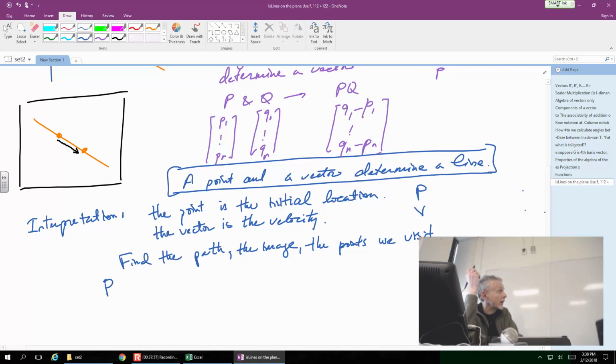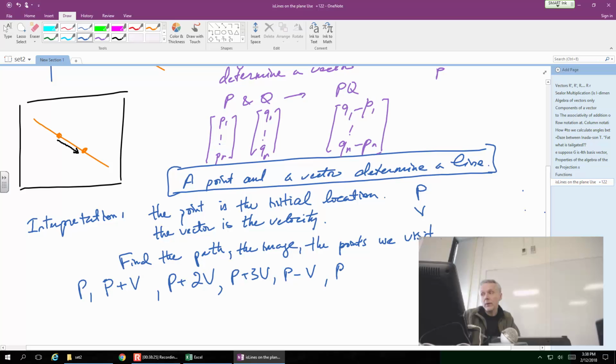The easiest one to think of, suppose you were walking 5 miles an hour from point p, where are you after an hour? I started at p and I'm moving for an hour in the direction of v. Where am I? p plus v, right. So p, then p plus v, and after 2 hours, that's where you are, and 3v, and then if you want to move backwards in time, you can do that too, all of these as well, right?